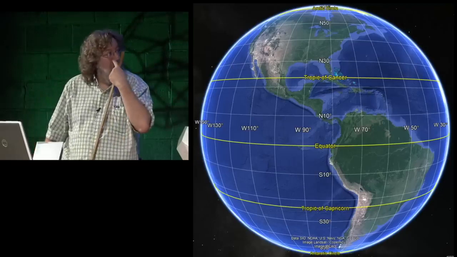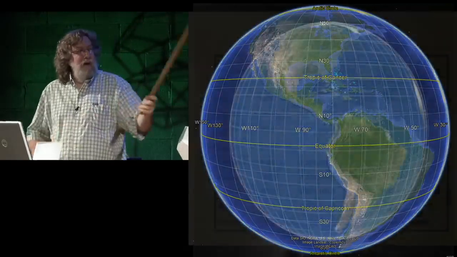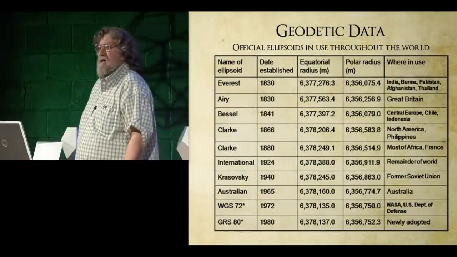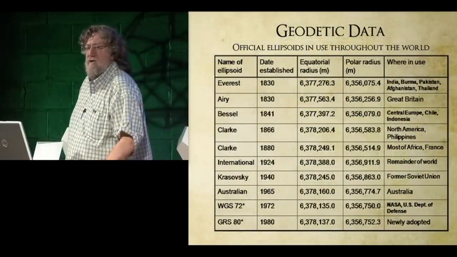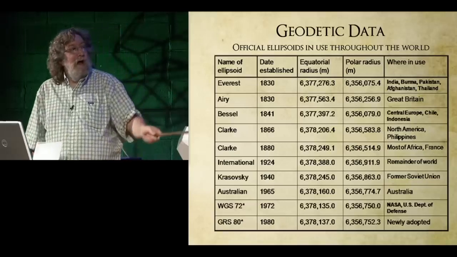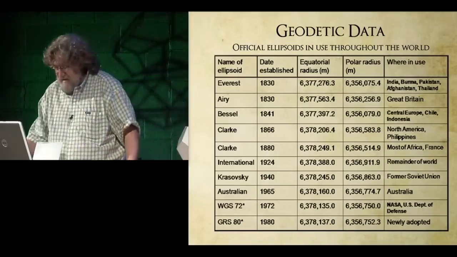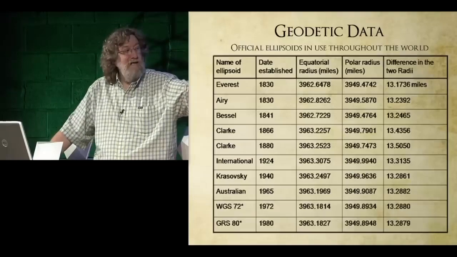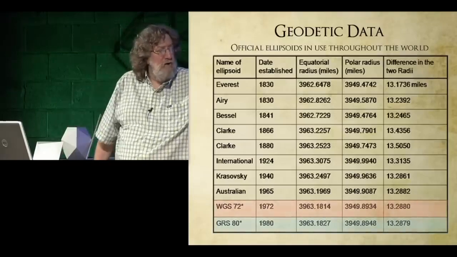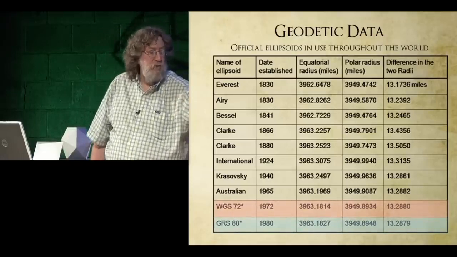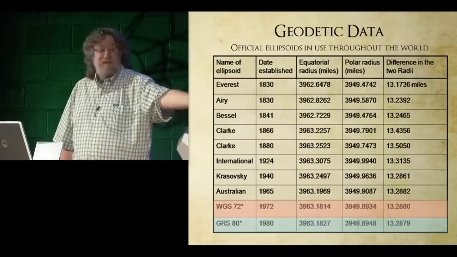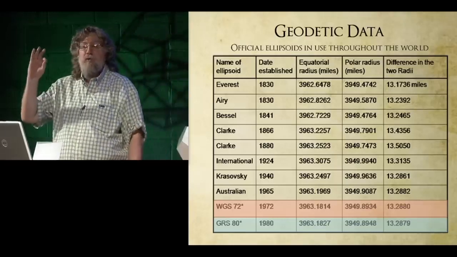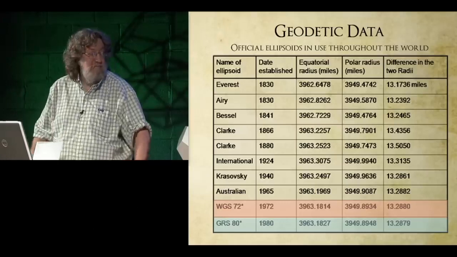Before we get to that, this is geodetic data, and you'll notice here we've got going back to 1830, which was the first attempt in modern times to determine the size and shape of the Earth. And since that's meters, let's go to something we'll recognize, miles. We're talking about the radius here, and as you're coming down through here, we get to these last two, World Grid System 72 and Geodetic Reference System 80, which are the two that were determined by satellite measurements.